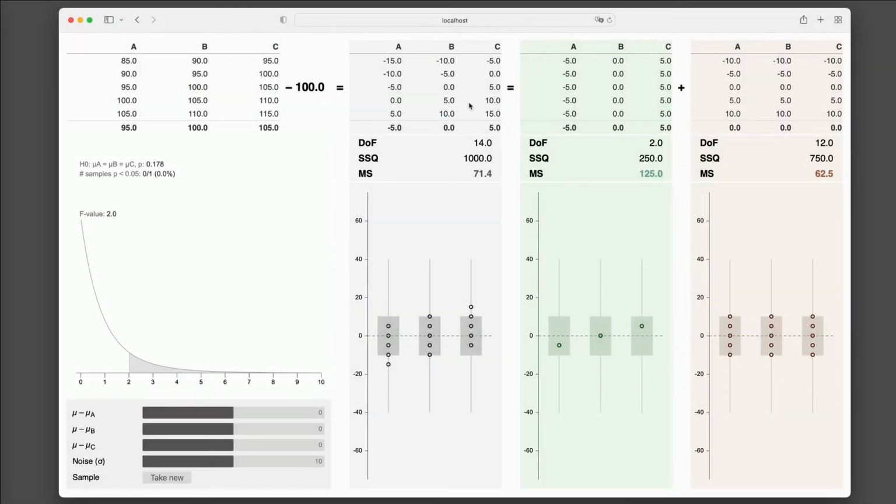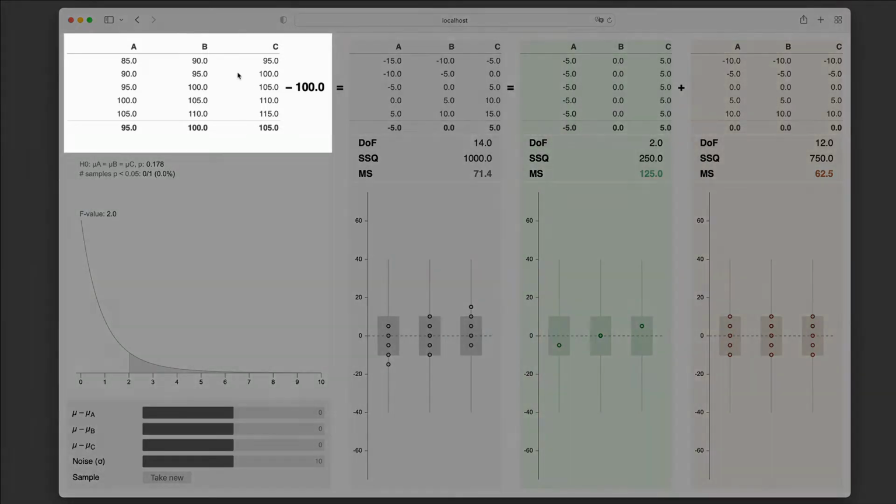This app aims at explaining how ANOVA works. So it allows you to play with one-way ANOVA. And as you can see, it is a very busy app. It contains a lot of things, a lot of tables, a lot of plots, but we will take it gradually, eventually. So let's start with this one.